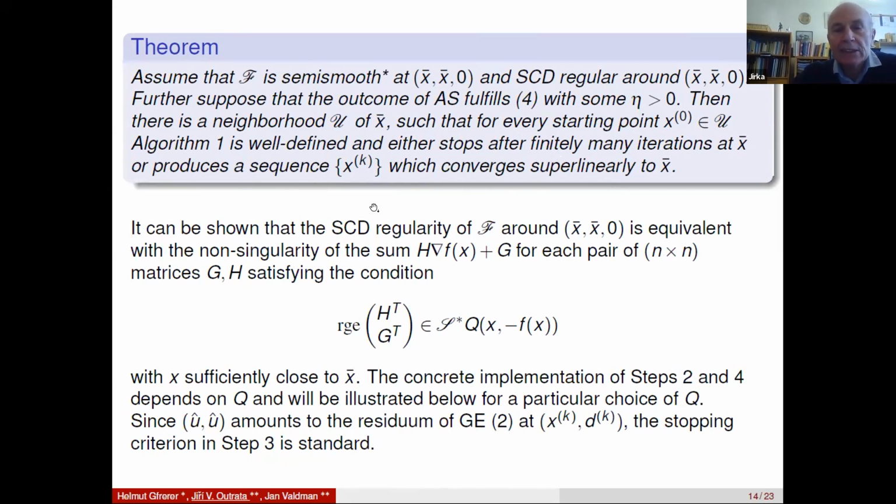Now, concerning the linear system which we have to solve in the Newton step, it can be shown that the SCD regularity assumption, which we have posed here, actually ensures that the matrix on the left-hand side of our linear system, which is this one, is non-singular whenever we choose these matrices H and G properly, which means in this set S star Q.